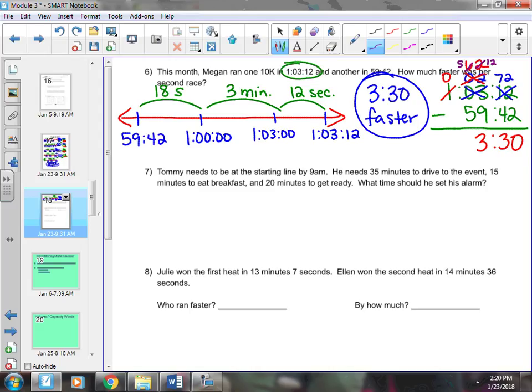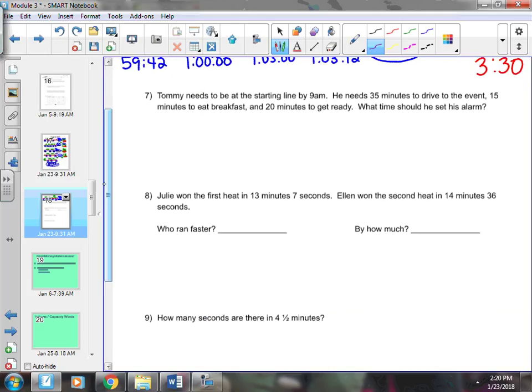Number 7, Tommy needs to be at the starting line by 9 a.m. He needs 35 minutes to drive, 15 minutes to eat, and 20 minutes to get ready. So let's go ahead and add all his getting his act together time. Add it in order here, 35, 20. And this is all the time he's going to need to do all the stuff he needs to do.